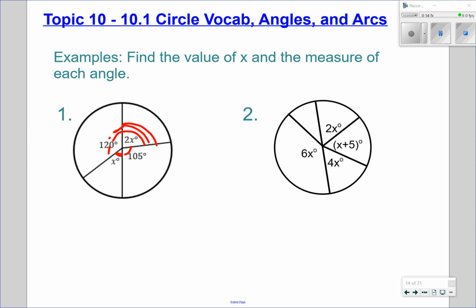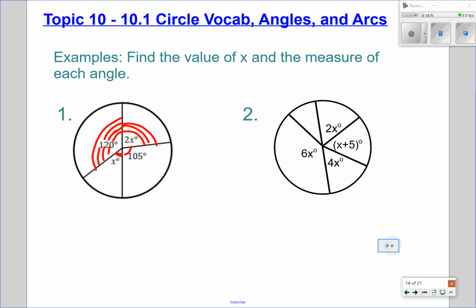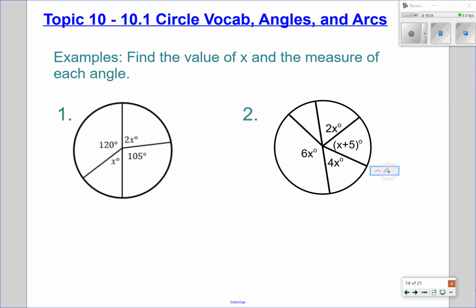angle here of 120. Notice all of these angles make the whole circle. So I should think to myself, well, I know all of the angles that go around the center of the circle should add up to 360. So if I was to solve this problem, I could think to myself that 120 plus the 105 plus 2x plus x should equal 360 degrees.